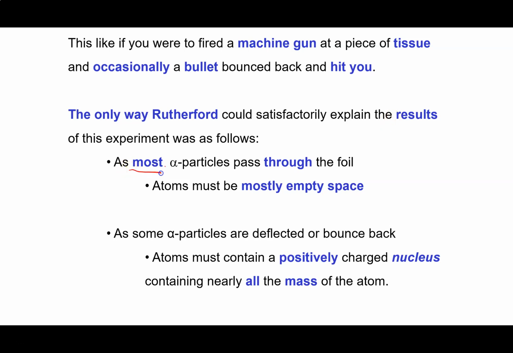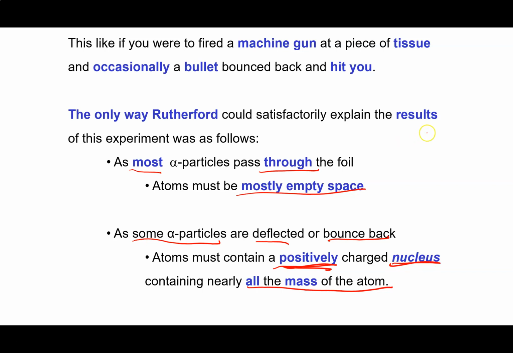He said, as most of the alpha particles pass through the foil, most of the foil must be empty space. That makes sense. And then he said, as some alpha particles are deflected or bounce back, then there has to be something that is positively charged to repel the alpha particles that contains nearly all of the mass of the atom. And he called this the nucleus.